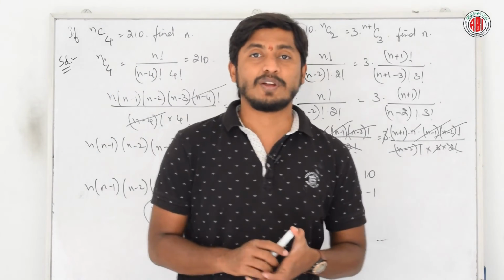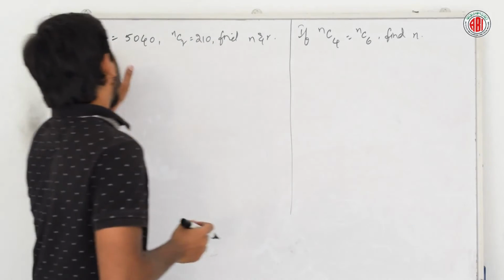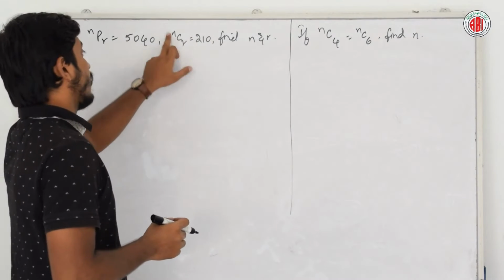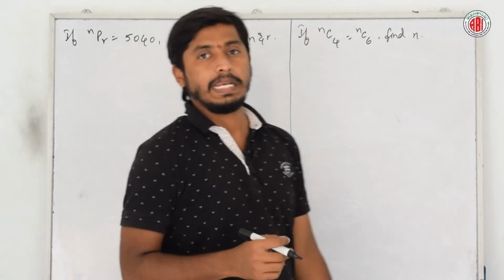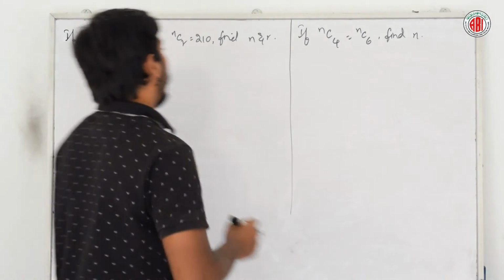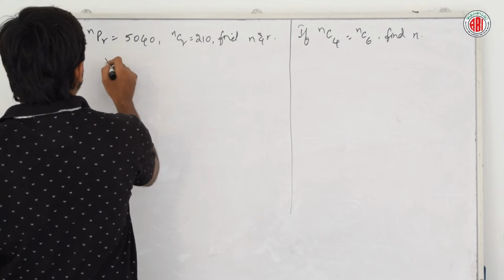Okay, shall we move on to the next problem? Let's do. Look at the question here. He gave nPr is equal to 5040, nCr is 210. He is asking us to find the values of n and r. Okay, what is nCr? Just tell me.